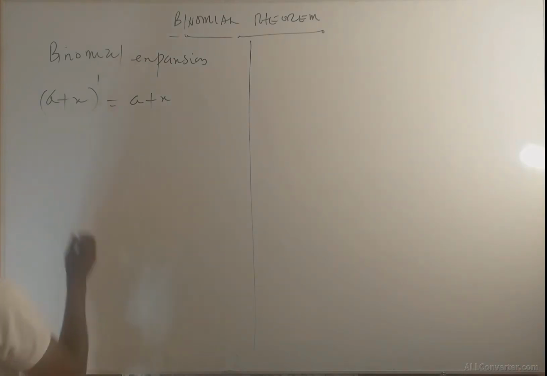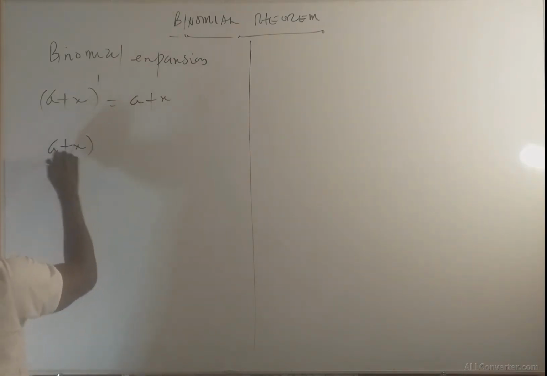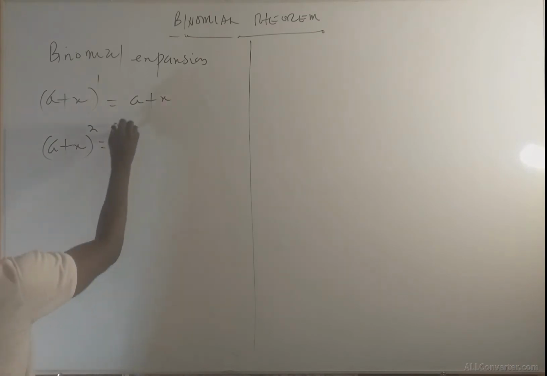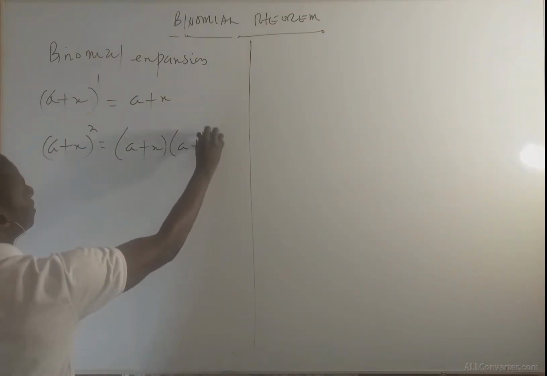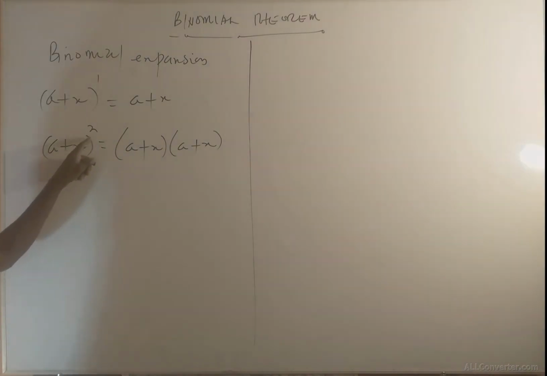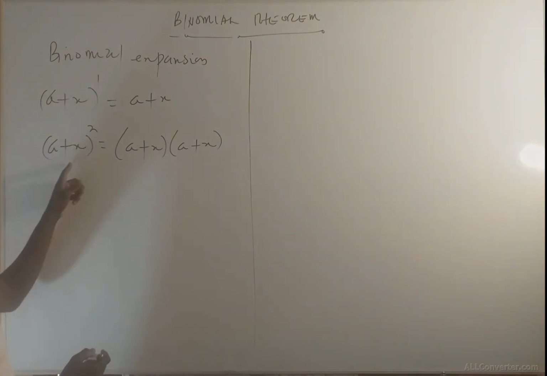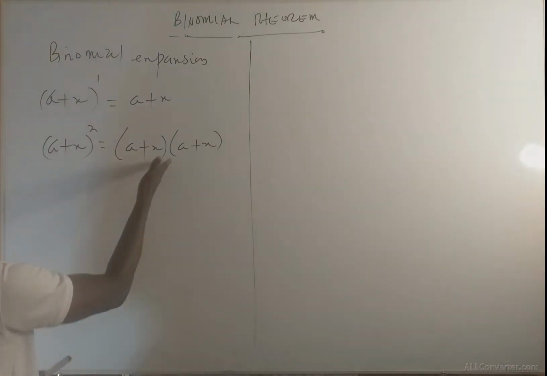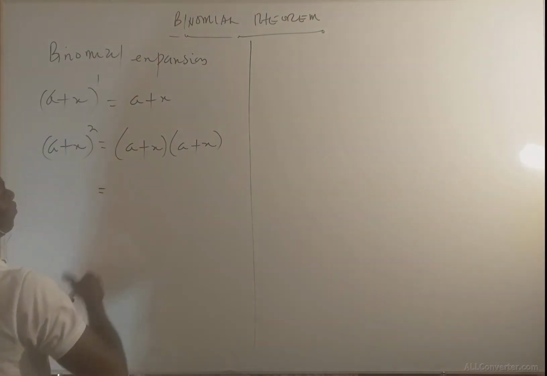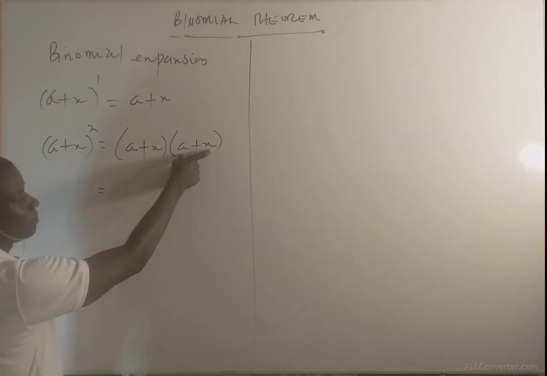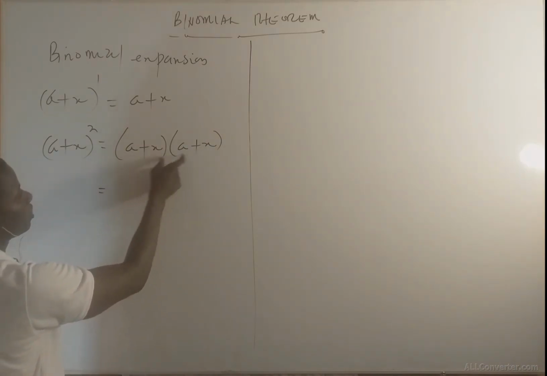That is the expansion. But if you have (a + x) exponent 2, this is the same as multiplying a + x by itself. That's why we have (a + x) exponent 2. That is, you multiply a + x by itself. Now, when we try to expand, this is what you are going to have. a will multiply all the terms of the second bracket, then + x will also multiply all the terms of the second bracket.